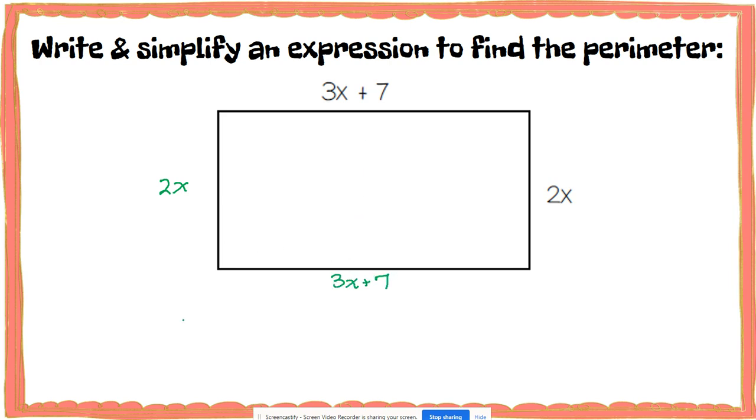So to find the perimeter, I can do 2 times my length, which is 3x plus 7, plus 2 times my width, and my width is 2x. And then I can distribute and simplify.